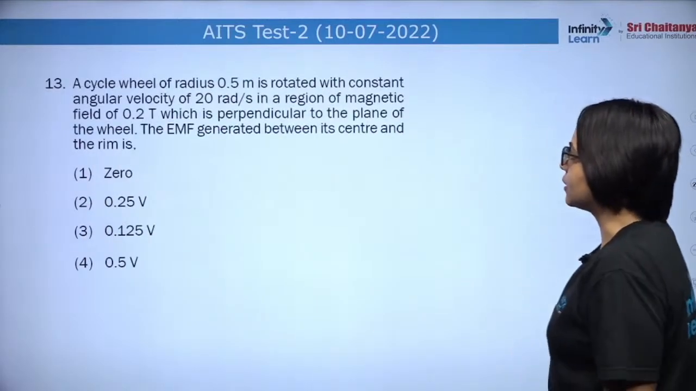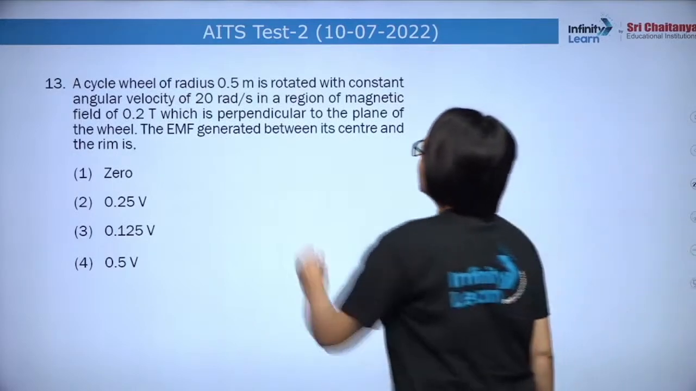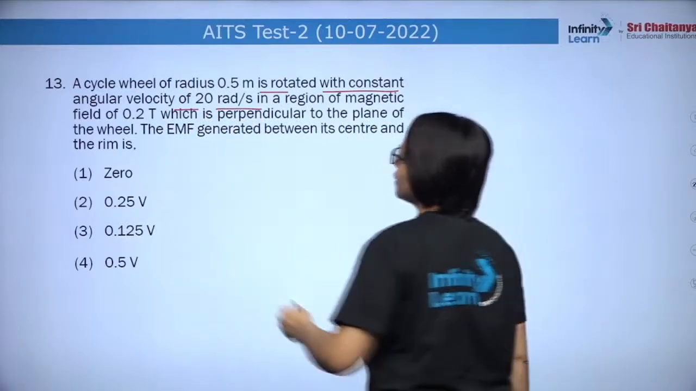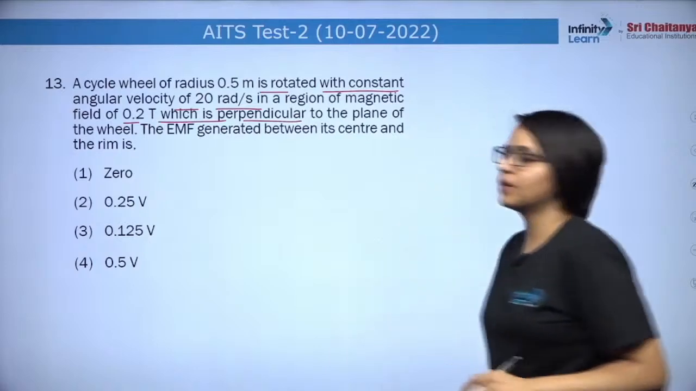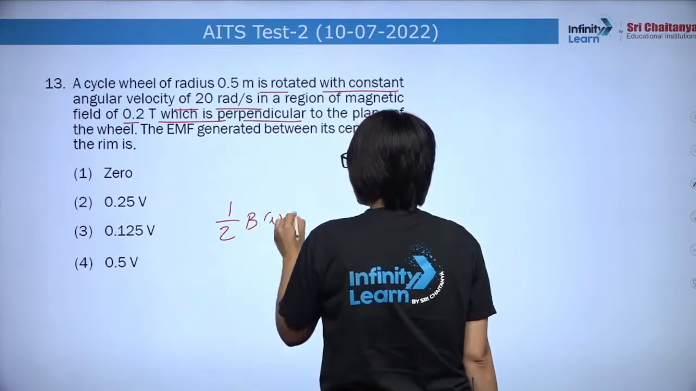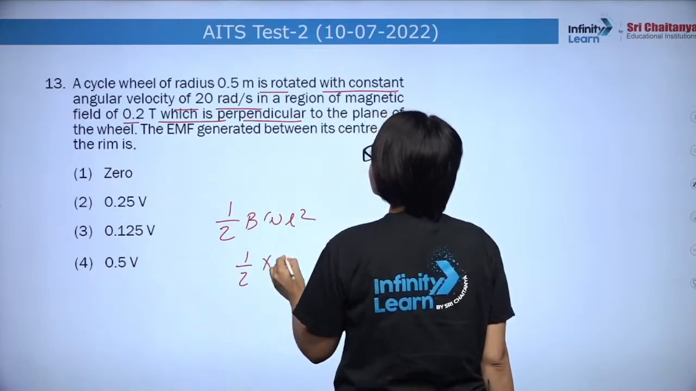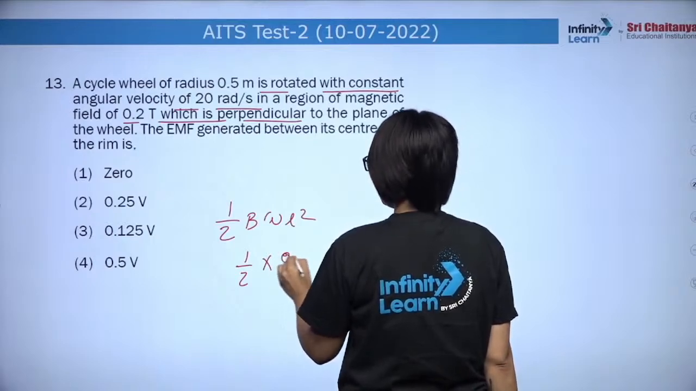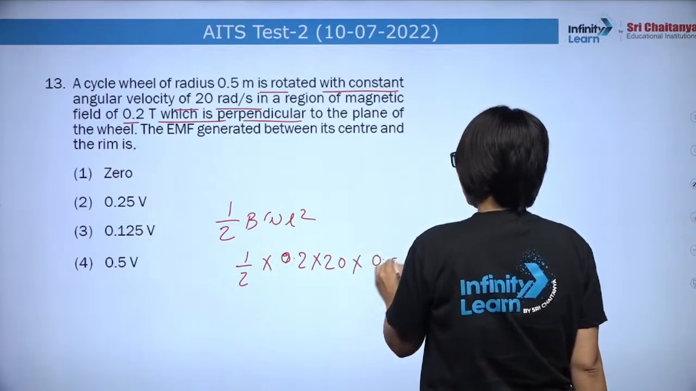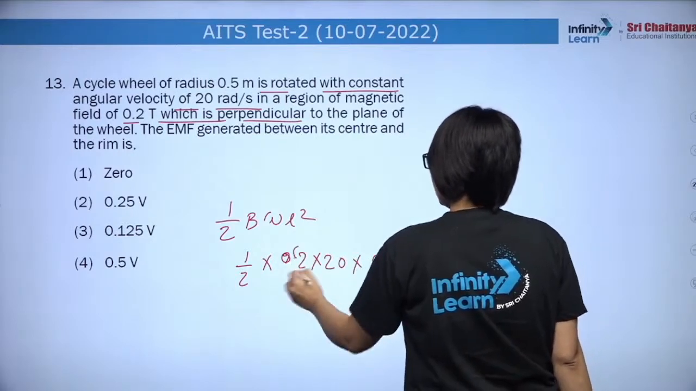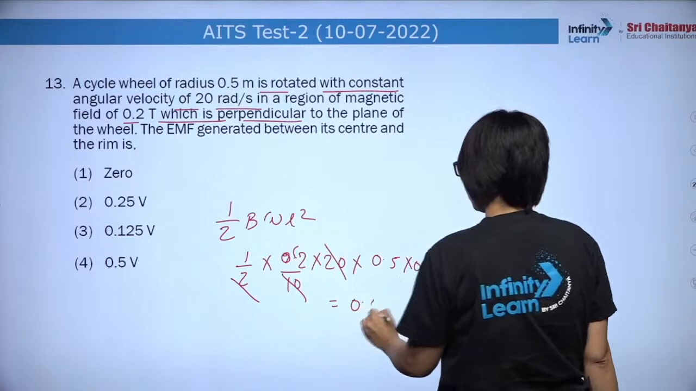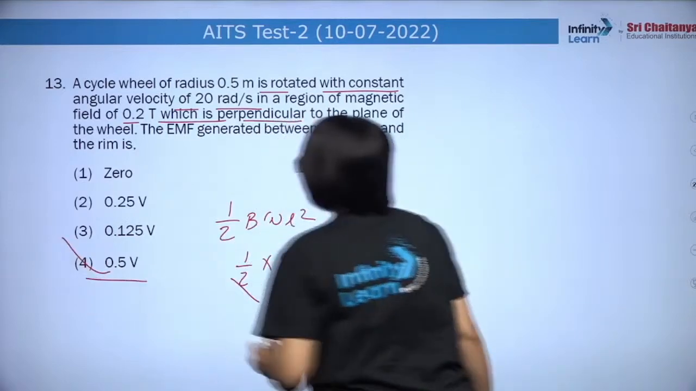Next is question number 13. A cycle wheel of radius 0.5 meter is rotated with constant angular velocity 20 radian per second in a region of magnetic field 0.2 Tesla, which is perpendicular to the plane of the wheel. The EMF generated is, so EMF generated is half B ω L square. So it is half, B is 0.2, ω is 20 and L square is 0.5 into 0.5. So this 20 will cancel this 20, this 0.5 into 2 is 1 and 1 into 0.5 is 0.5 volt. So correct answer is option 4.